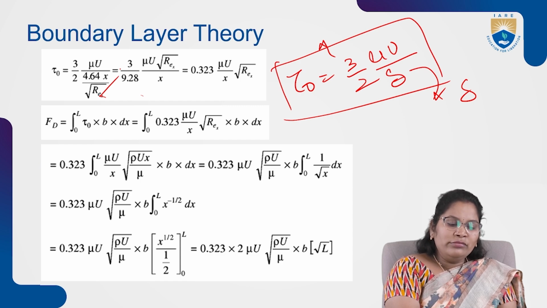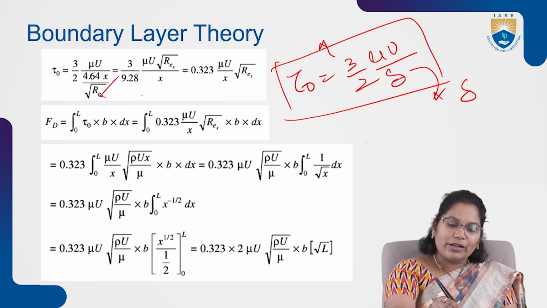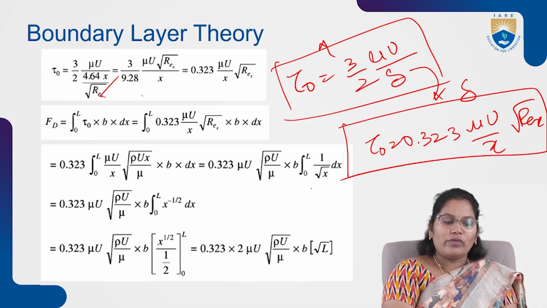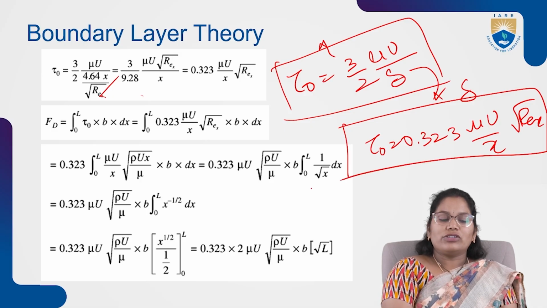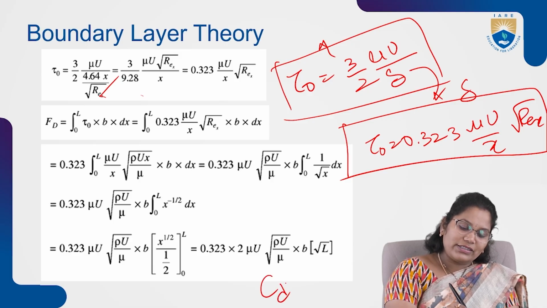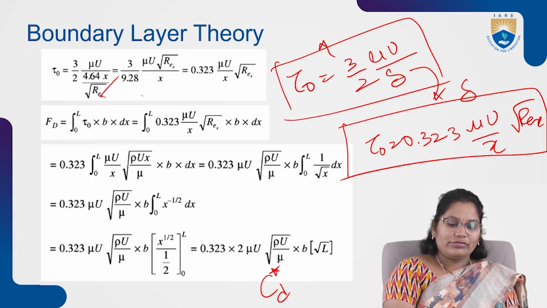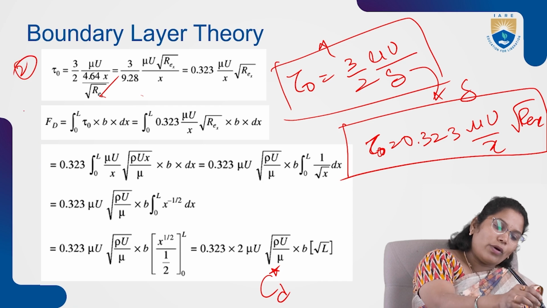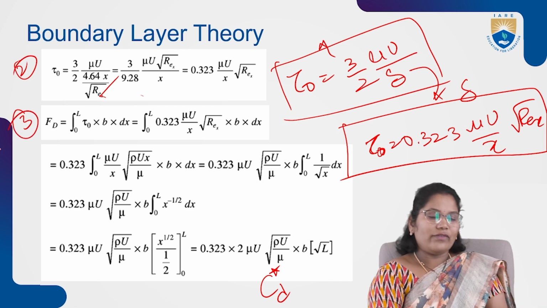So that tau naught is becoming complete, 0.323 mu u by x into Re x. This equation I got when I substitute the delta value in Newton's law of viscosity. Right? Now I need to calculate a coefficient of drag. I need to calculate a local coefficient of drag CD star. This tau naught is also calculated. Second part is also over. Now we need to calculate the third one, FD.